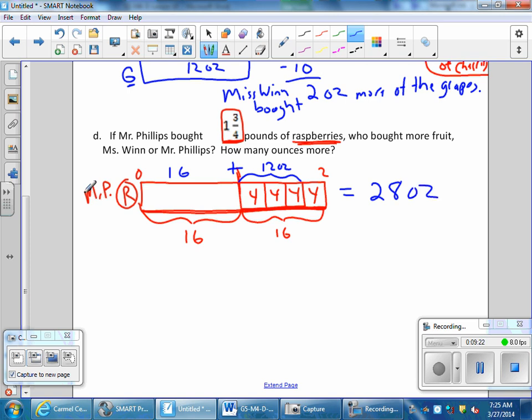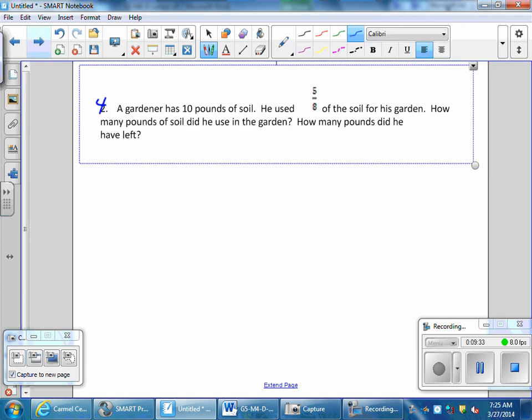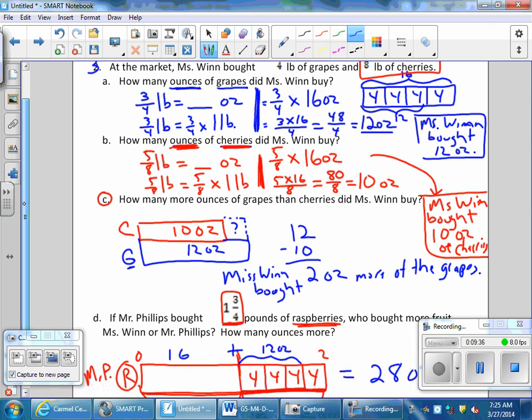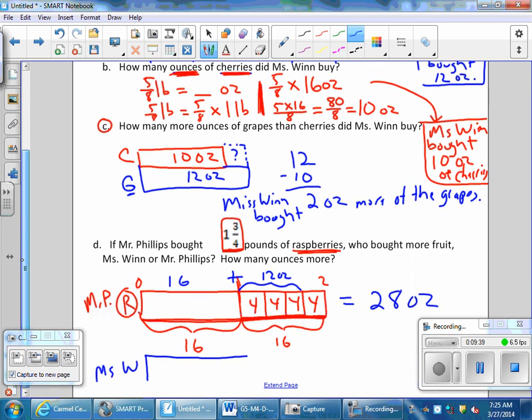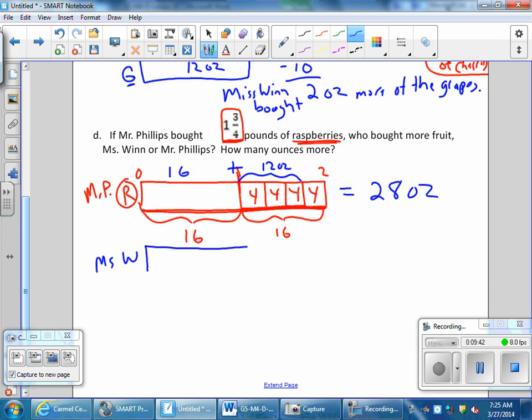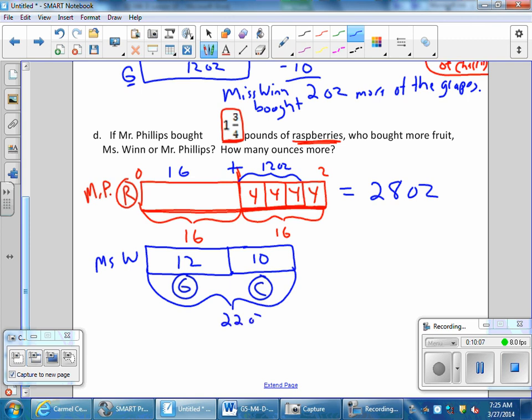We already know that Miss Wynn, with hers, has 12 ounces of grapes and 10 ounces of cherries. So 12 ounces of grapes would be about here. Grapes. And 10 ounces of cherries. Somewhere around there. Okay, the total of that together is 22 ounces.